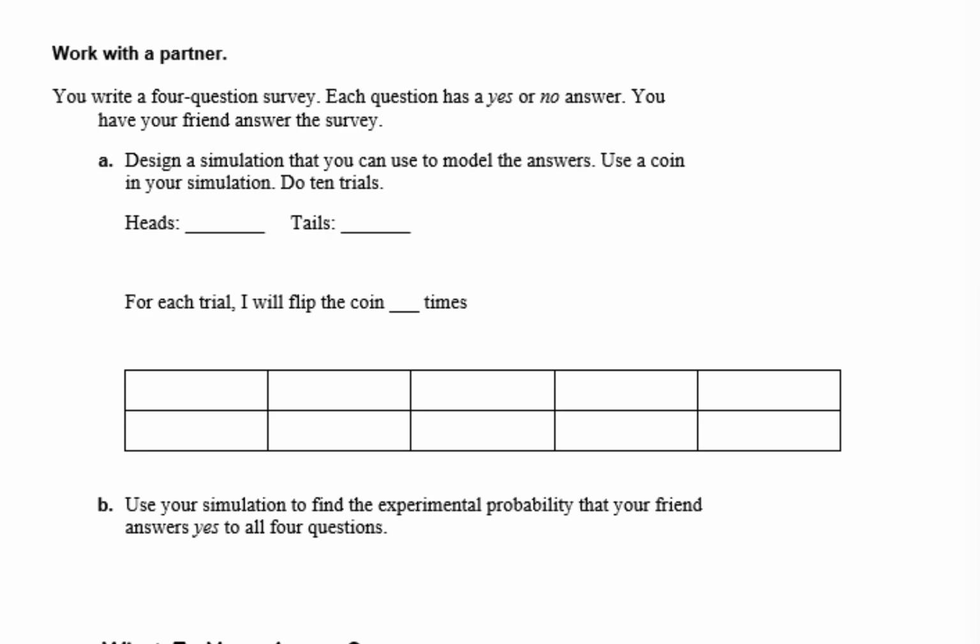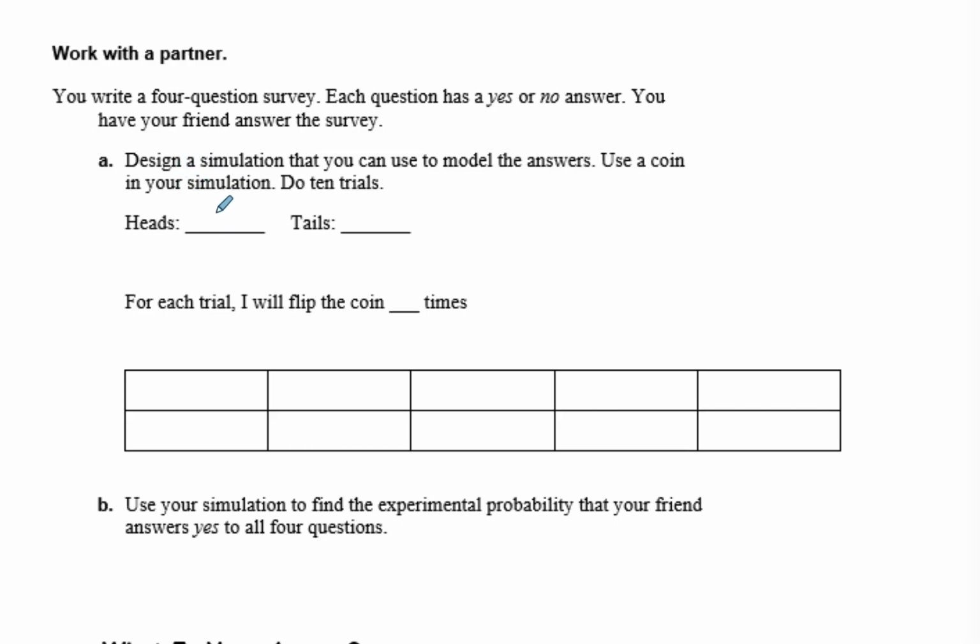Okay, so for this activity, it says you write a 4-question survey. Each question has a yes or no answer. You have your friend answer your survey. Okay, we're not actually writing surveys. This is just the situation that we're simulating. Design a simulation that you can use to model the answers. Use a coin in your simulation.